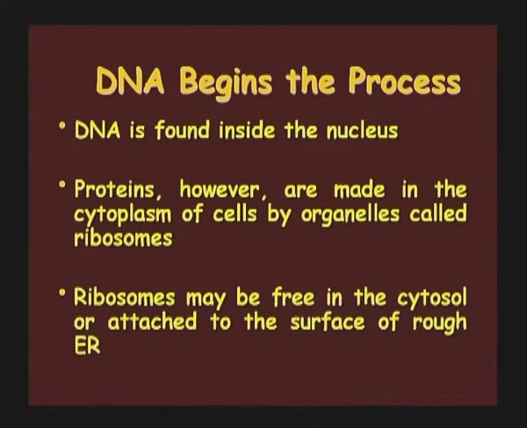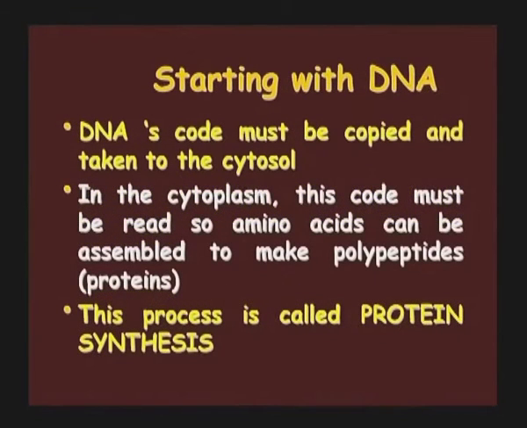That DNA is found inside the nucleus. Proteins, however, are made in the cytoplasm of the cell by organelles called ribosomes, and ribosomes may be free in the cytosol or attached to the surface of the rough endoplasmic reticulum. Now, starting with the DNA, the code must be copied and taken to the cytosol. In the cytoplasm, this code must be read, so amino acids can be assembled to make polypeptide, that is protein, and this process is called protein synthesis.